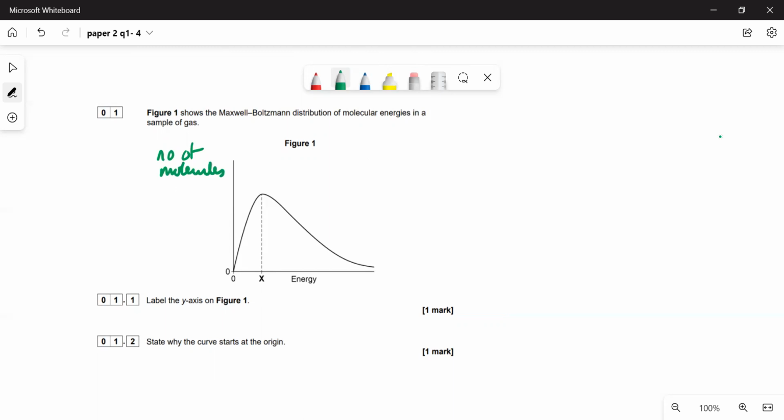Now, state why the curve starts at the origin. They don't ask this question very often, once every few years. Here it starts at the origin because 0 molecules have 0 energy. All the molecules have got some energy.